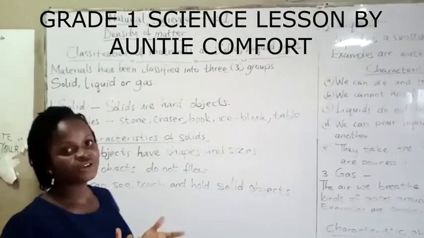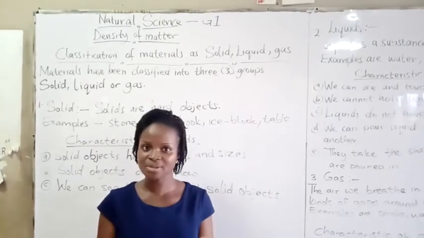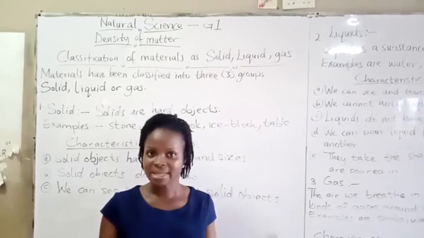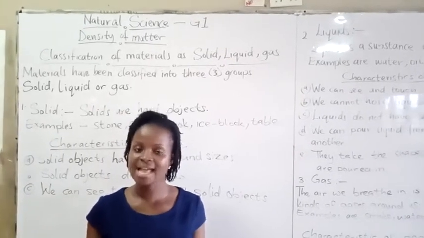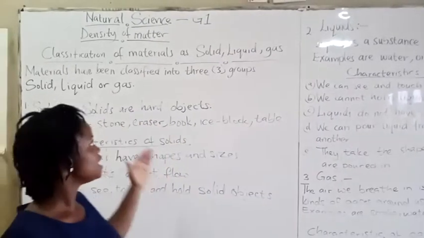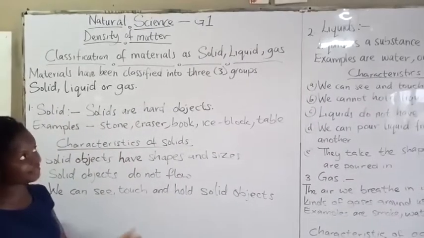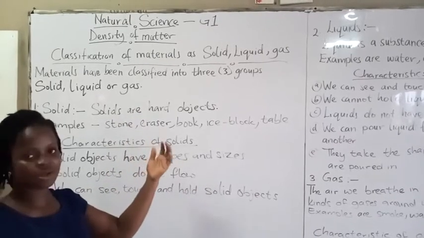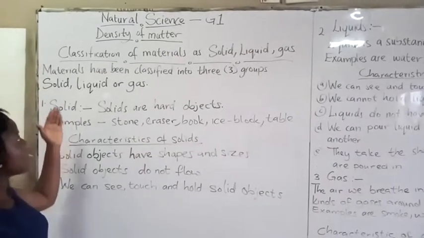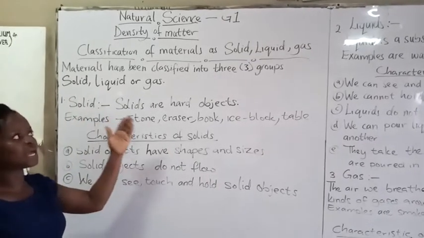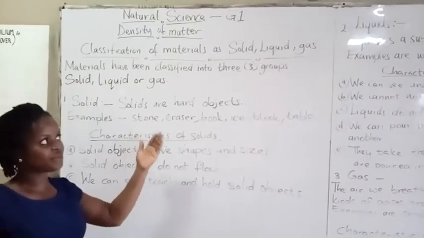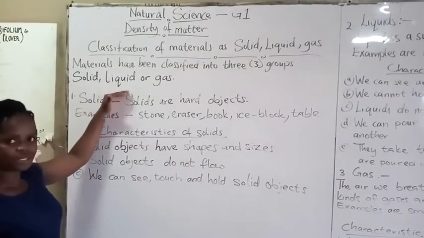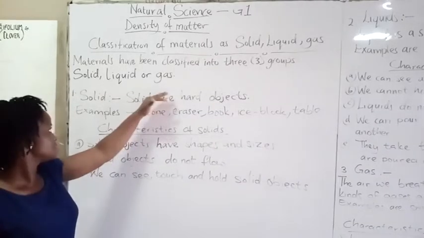In our previous lesson we learned about materials, and we were talking about the fact that materials are made of metals, wood, water and so on. So today we are going to classify the materials as solid, liquid or gas. Materials have been classified into three groups: solid, liquid or gas.